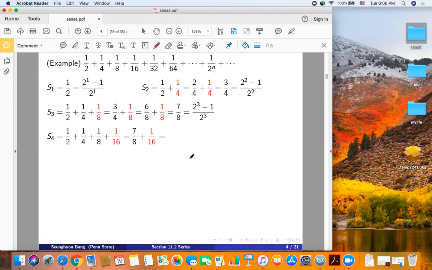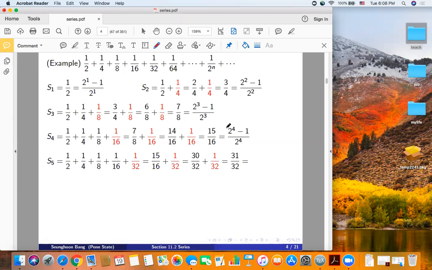The next, change it to the common denominator 16 and add it, change it to 2 to the 4 minus 1 over 2 to the 4. We have the general form. S5 is similar. So keep going with the same idea exactly: 2 to the 5 minus 1 over 2 to the 5. As Sn, Sn is 1 over 2 plus 1 over 4 plus till 1 over 2 to the n.